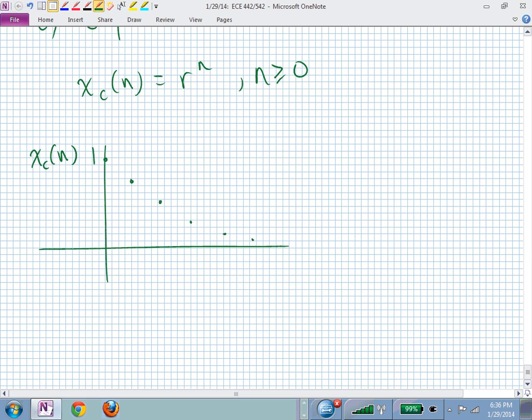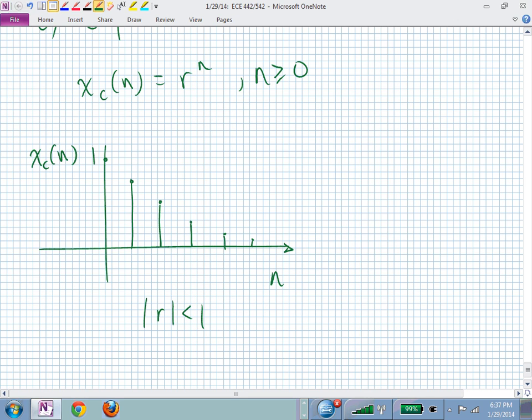So at n equals 0, r to the 0 is 1. We'll start at 1, and we'll just exponentially decay as n increases. Here's n. There's our time. And those are supposed to be equally spaced. What's the value of r look like if we have this decay? What's the magnitude of r look like? It's going to be less than 1, isn't it?